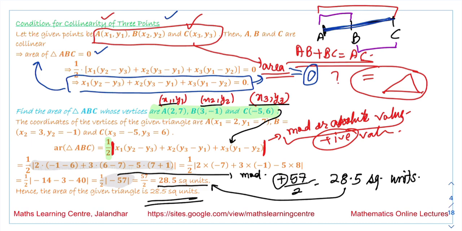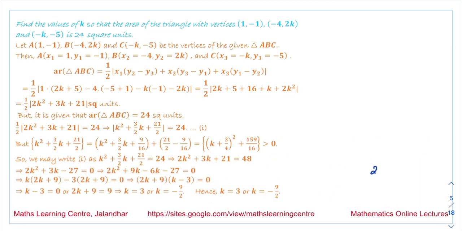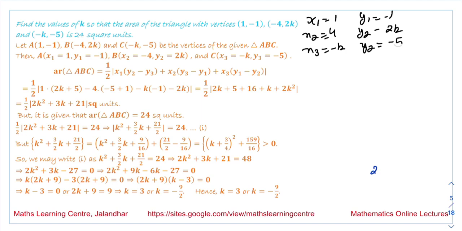Next is, find the values of k so that the area of the triangle is 24 square units. Again these are the values given to us: x1 is equal to 1, y1 is equal to minus 1, x2 is equal to minus 4, y2 is equal to 2k, x3 is equal to minus k, and y3 is equal to minus 5, and the value for the area is given to be 24.